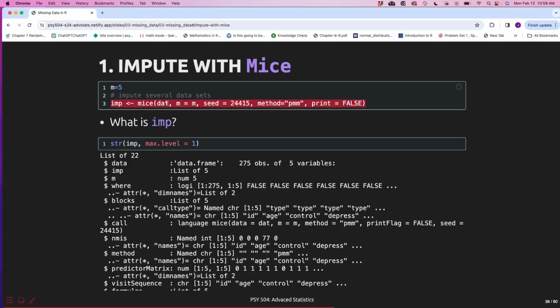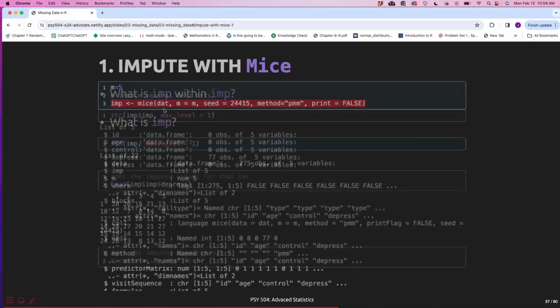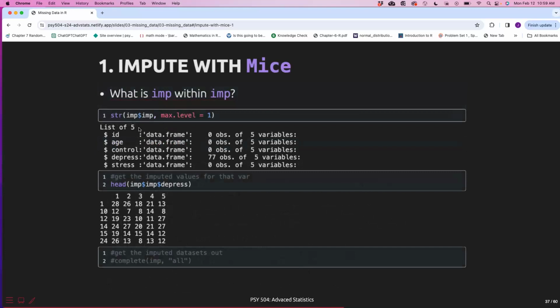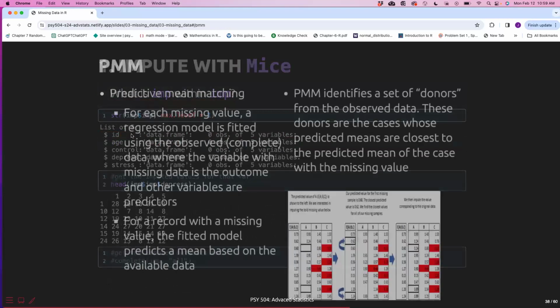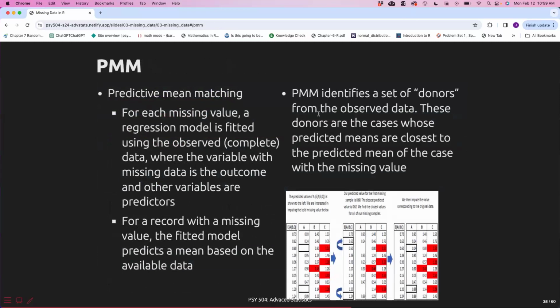that we know are related to the missing values, right? So here again, this is everything that's going into the imputation: ID, age, control, depressed, stress. ID we probably don't want to be in the equation here, so we need to be conscious of that. The method that I want to highlight is predictive mean matching. In a nutshell, predictive mean matching takes a variable that has missing data, and we're using variables that are related to it to get some type of predicted or expected value.